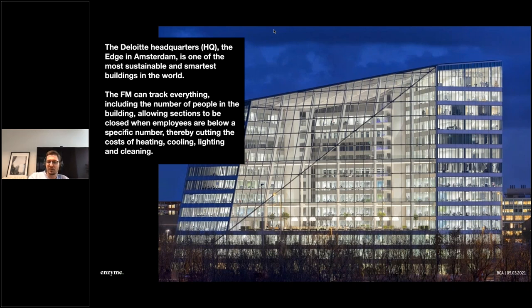But one of the interesting things that they can do is, for example, track the number of people, because the FM system is linked into the application on the mobile phones and NFC cards that the users have, and all of that is plugged into the system, so that the building is smart enough to understand where the people are moving. All of that is anonymous data, but it's able, for example, to close certain areas of the building that are not in use, and that will help cut the cost of heating, cooling, lighting, and even cleaning of those areas. So this is one of the things that they can do.